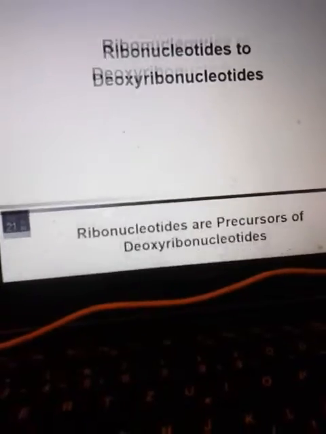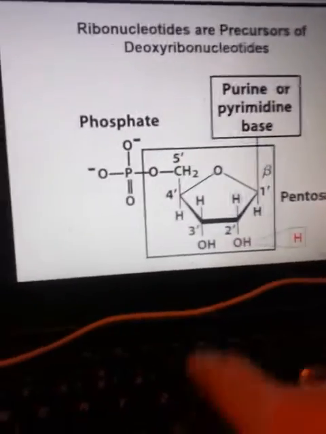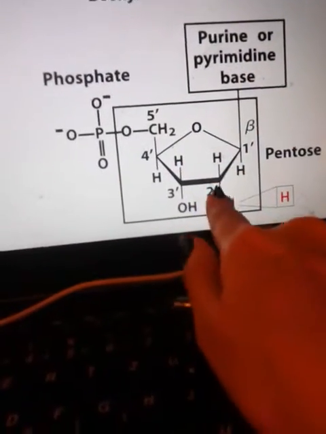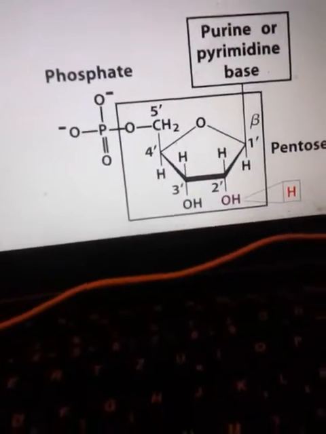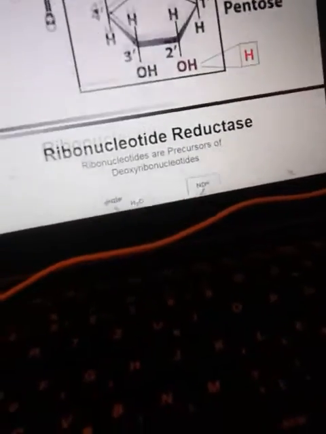Ribonucleotide to deoxyribonucleotide. What happens between them? Ribonucleotides are precursors of deoxyribonucleotides, from RNA to DNA, yeah? Now, what's this? That's a pentose, ribose, phosphate, purine or pyrimidine. The carbon number 2 has an OH or an H. If it has an OH, that's a ribonucleotide. If it has an H, that's a deoxyribonucleotide. Ribonucleotide reductase.